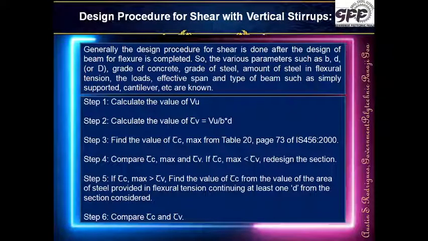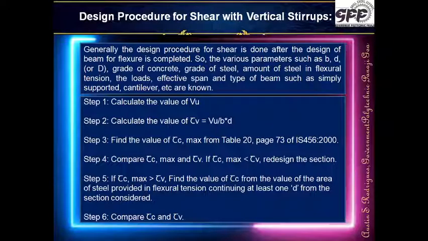Now immediately let us look at the design procedure. If at all we have to solve the problems, what is the procedure we would be looking at? Generally the design procedure for shear is done after the flexural design is completed. That means we have already decided the width of the beam, the effective depth, the overall depth, grade of concrete, the grade of steel. Then we would be doing the calculations, finding the neutral axis, finding the capability, that is Mu limiting, and finally we arrive at how much steel we are providing. Okay, so we know all that.